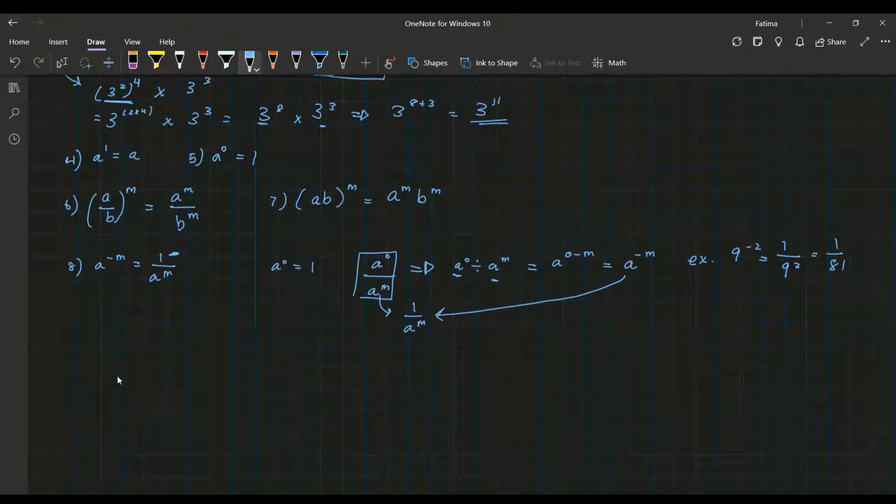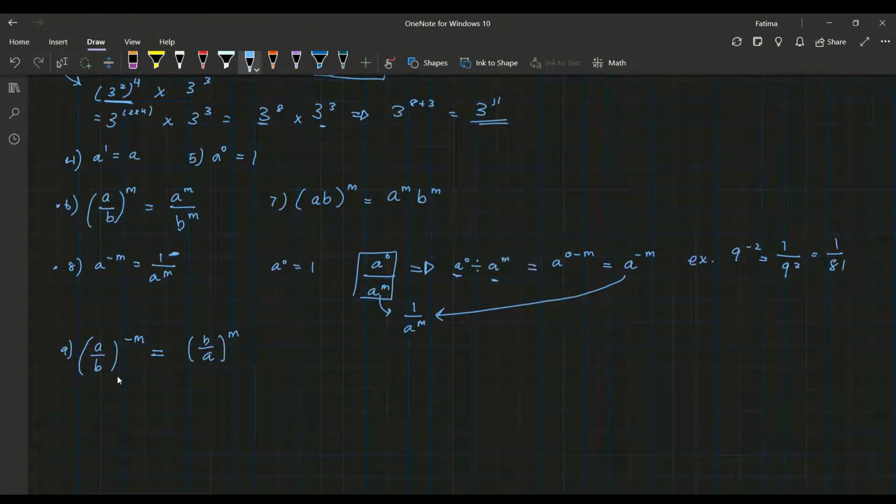So let's say we were given a combination of rule 6 and rule 8. Let's say we were given a by b whole to the power negative m. So this isn't an exact rule, but it's a combination which I'll be using for explanation and for understanding. So what you should know is that if you're given a fraction or division and the whole thing is raised to a negative power, you can reciprocate the fraction to give you a positive power. So this can be written as b by a whole to the power positive m.